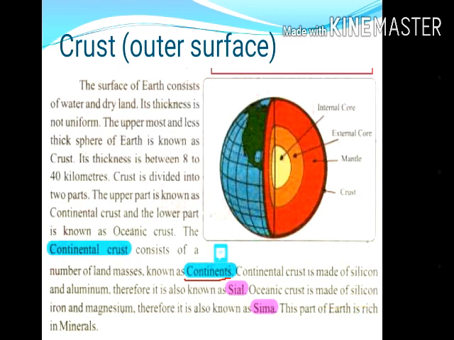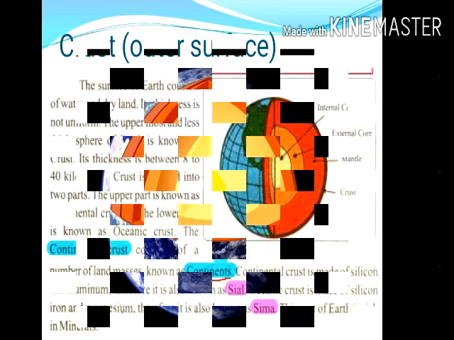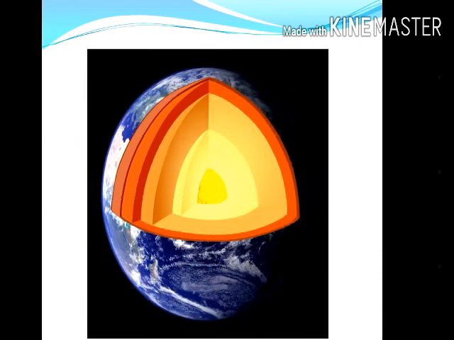Oceanic crust is made of silicon, iron and magnesium, 3 components. Therefore, it is also known as SiMa. S from silicon, I from iron and Ma from magnesium. This part of Earth is rich in minerals. This is the crust surface.